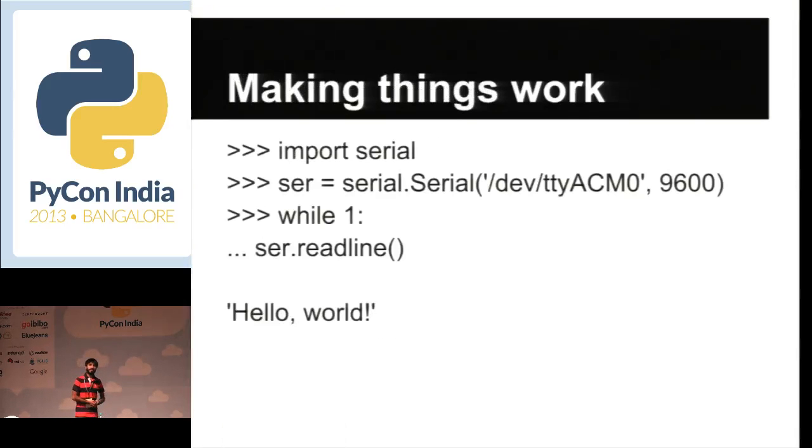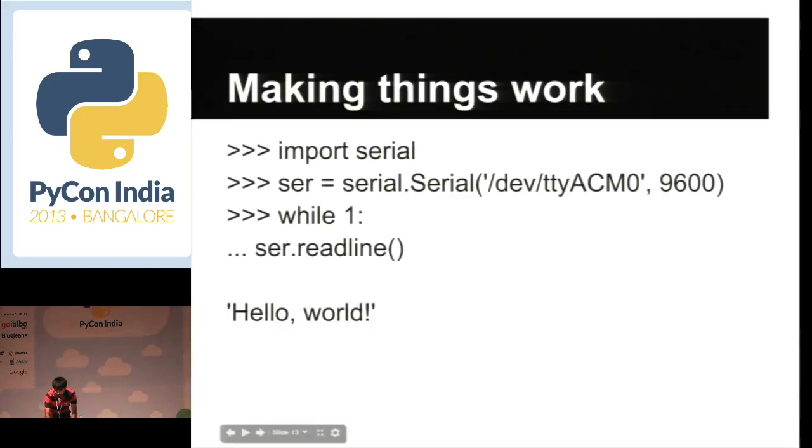Now at the Python end, all you need to do is these simple 2 lines of code. That's about it. You import the serial module, you create an object ser equal to serial.Serial of the device name and the baud rate. Baud rate is basically the speed at which your Arduino is communicating with your computer.